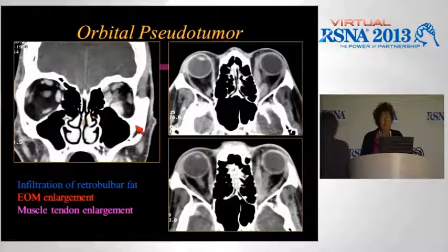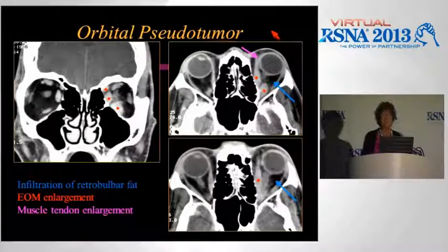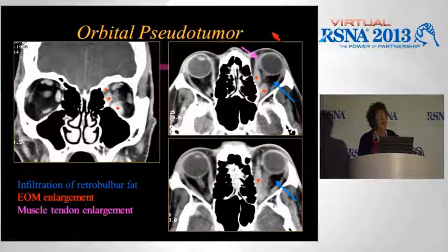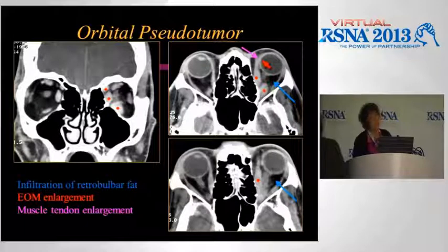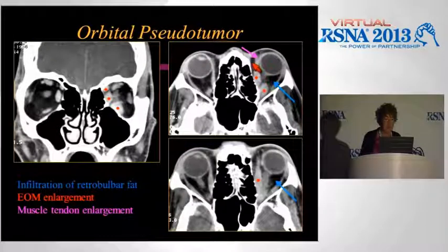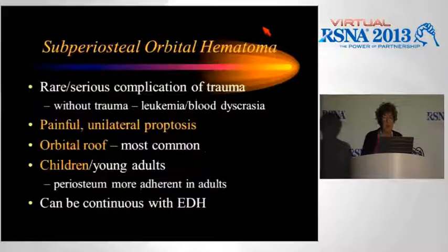Okay, so we're looking at the extraocular muscles, but there are a number of other findings that go along. So here in this patient you can see that there is infiltration of the retrobulbar fat. It looks dirty compared to the other side. There's clearly extraocular muscle enlargement involving the inferior medial and superior rectus muscles on this left side, and there's muscle tendon enlargement. Okay, and that is the distinguishing feature between pseudotumor and thyroid orbitopathy, which spares the tendinous insertions. So be aware of pseudotumor. You can have rapid loss of vision.